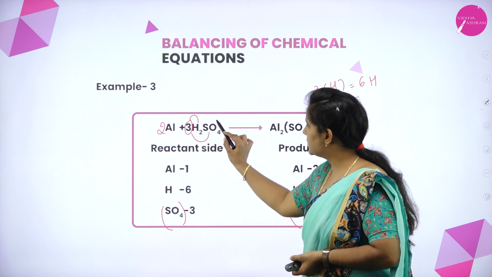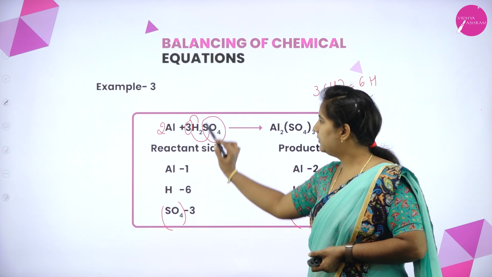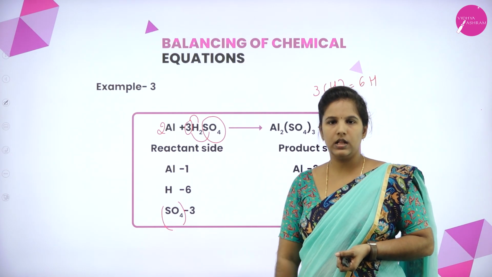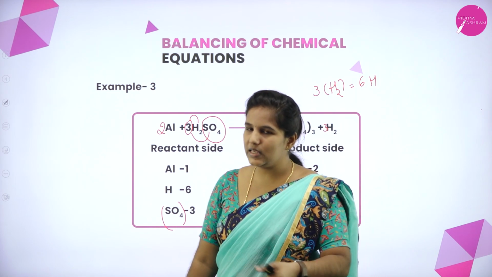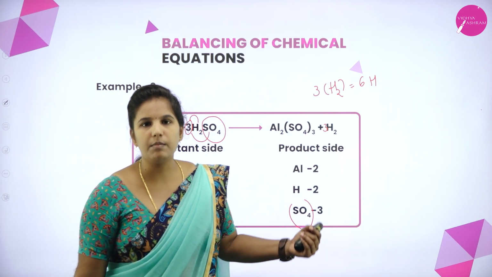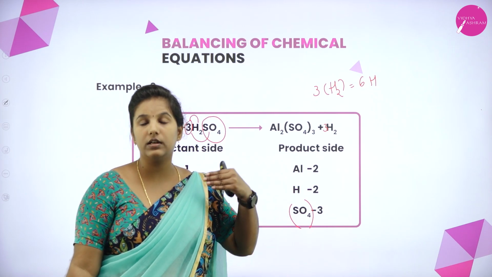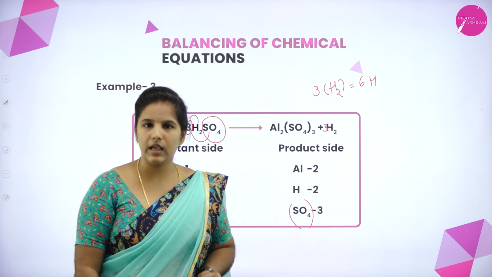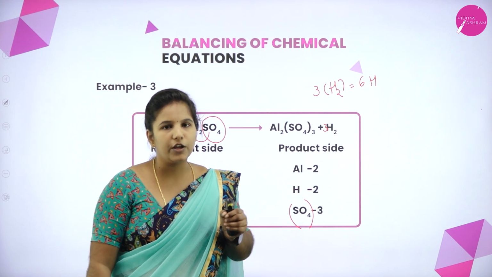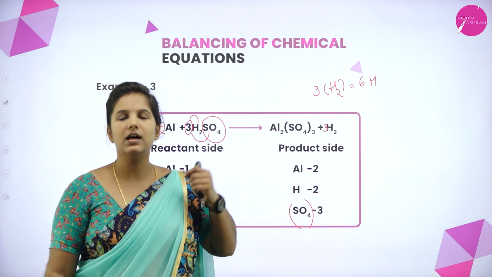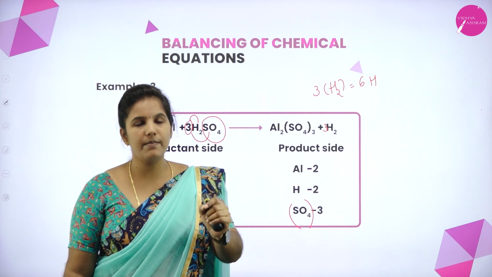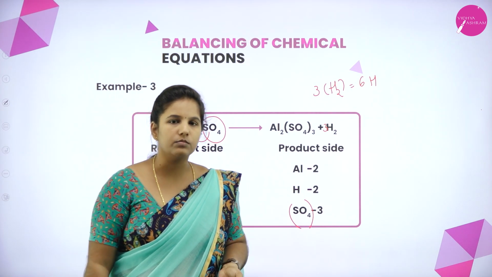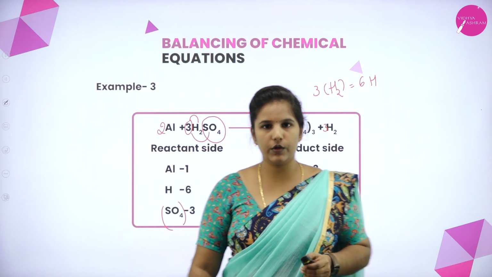Again, if you see the sulfate, SO4, 3 sulfate will be there and 3 sulfate will be there, SO4 thrice. So this is how we can easily play with the balancing of each and every equation, and it is very simple. I hope you all understood how to balance the chemical equation. Remember, while balancing, the number of atoms on the right hand side should be equal to the number of atoms on the left hand side.